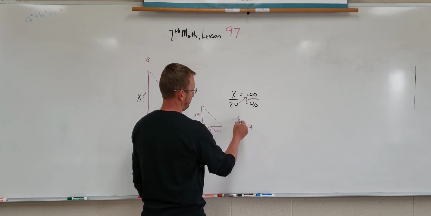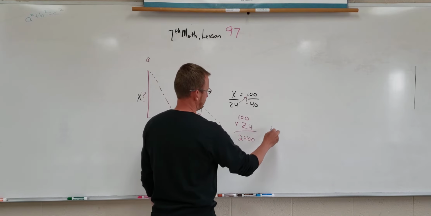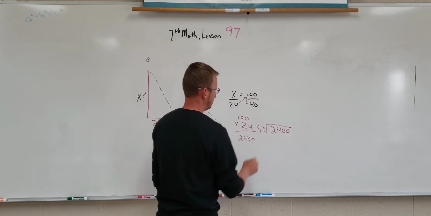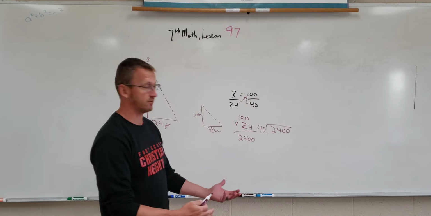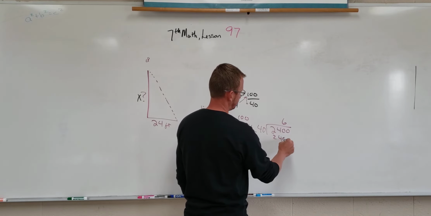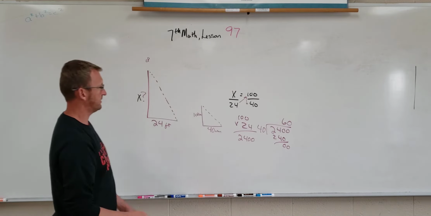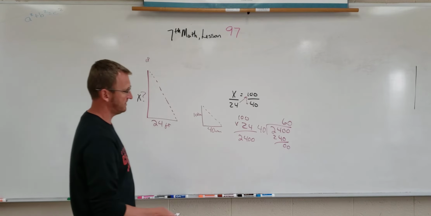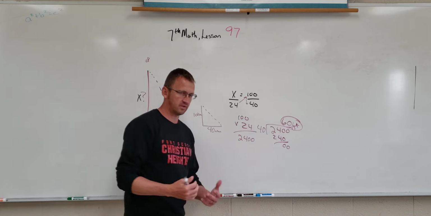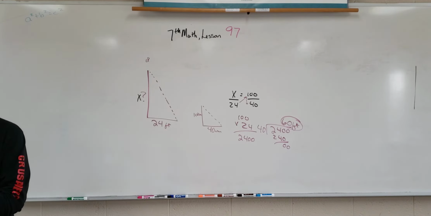24 times 100, 2400. 2400 divided by 40. 40 into 240 goes 6. There's 0 left over. So the approximate height of the pole, 60. Don't forget to label feet. So set up a proportion and then simply solve.